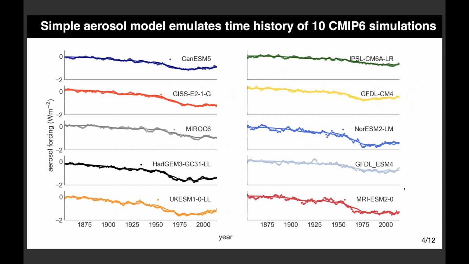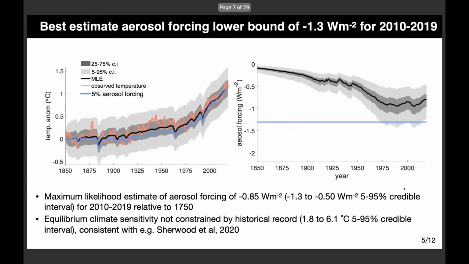In other words, the parametric uncertainty in the simple model can span the full range of structural uncertainty in the GCMs. And we also see that using global emissions seems to be sufficient for representing global aerosol forcing. Putting this together, we get a best estimate of present-day aerosol forcing of -0.85 and a 5th percentile lower bound of -1.3, as noted by the blue line.